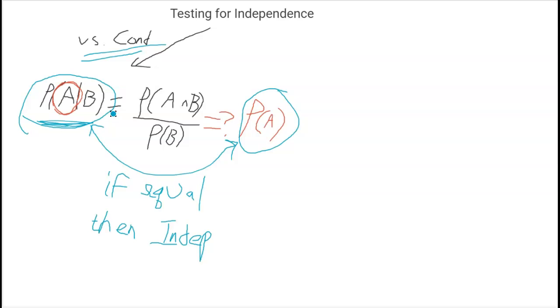The other way of dealing with testing for independence is when you're checking a product. You're checking that the product of two things is equal to something else.